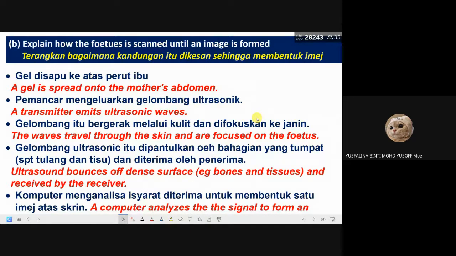So this is how the fetus is scanned until an image is formed. You spread the gel on the mother's abdomen, and then the transmitter will emit the ultrasonic wave. The wave will travel through the skin and focus on the tissue, on the fetus. Then the ultrasound will bounce off, or you can say be reflected, by the dense surface, that is bones or tissue. Then it will be received by the receiver and the computer will analyze and form the image. So that is how the fetus is scanned. It's actually the same: there must be a transmitter, there must be a receiver. That's the basic P.